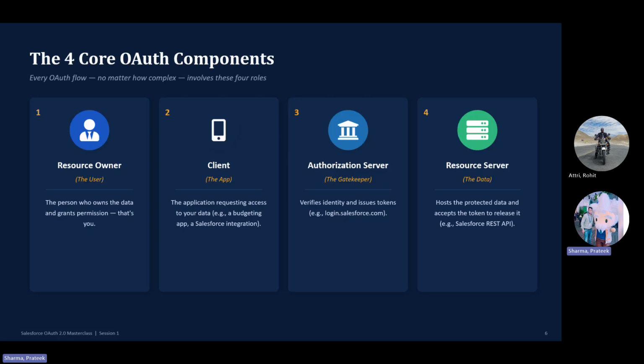Now, there are four OAuth components that we need to know. One is the resource owner. The resource owner is the user by which you will integrate your client to the server, and all the permissions we have with the user are what you can access. So the user will have permission on the resources, and you can access those resources via that user.